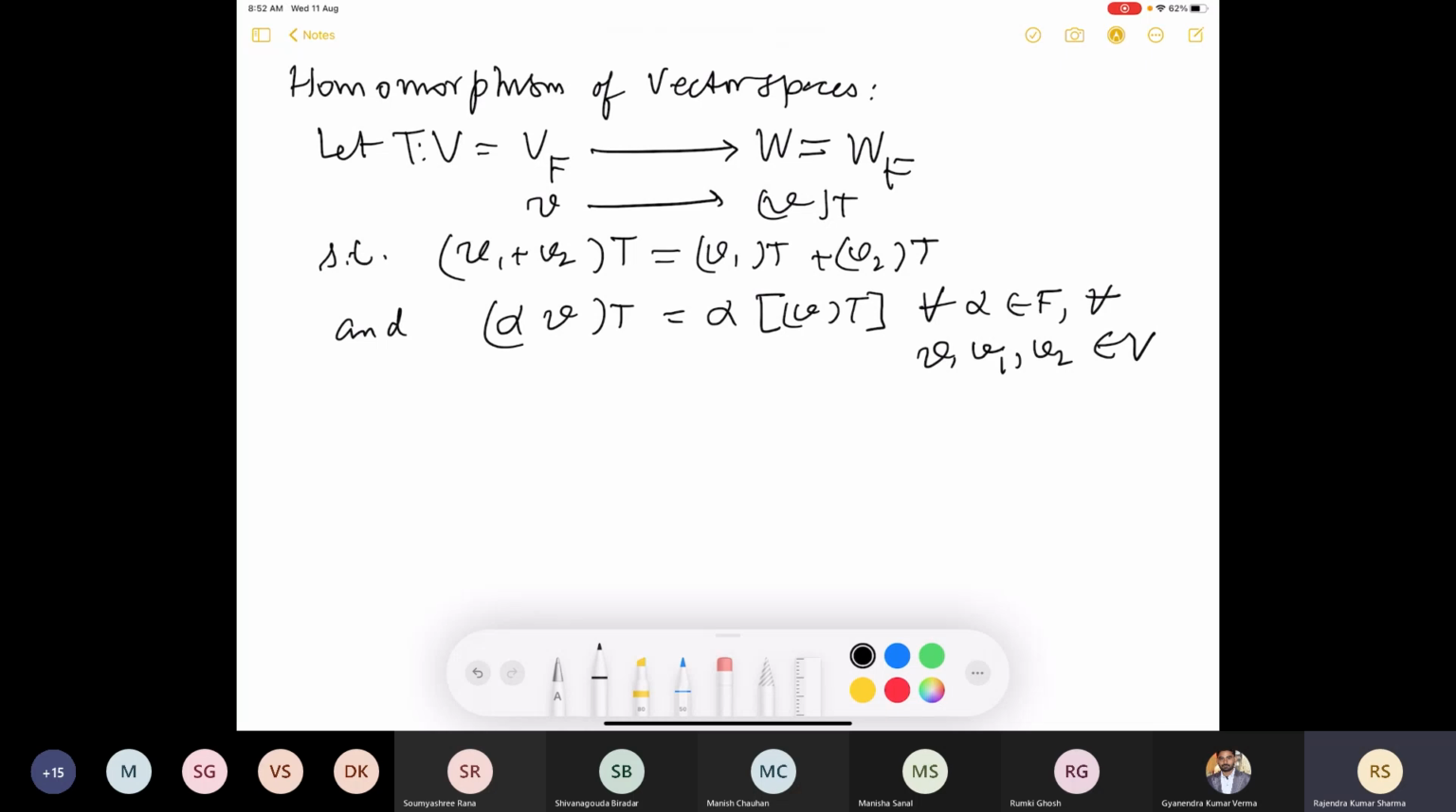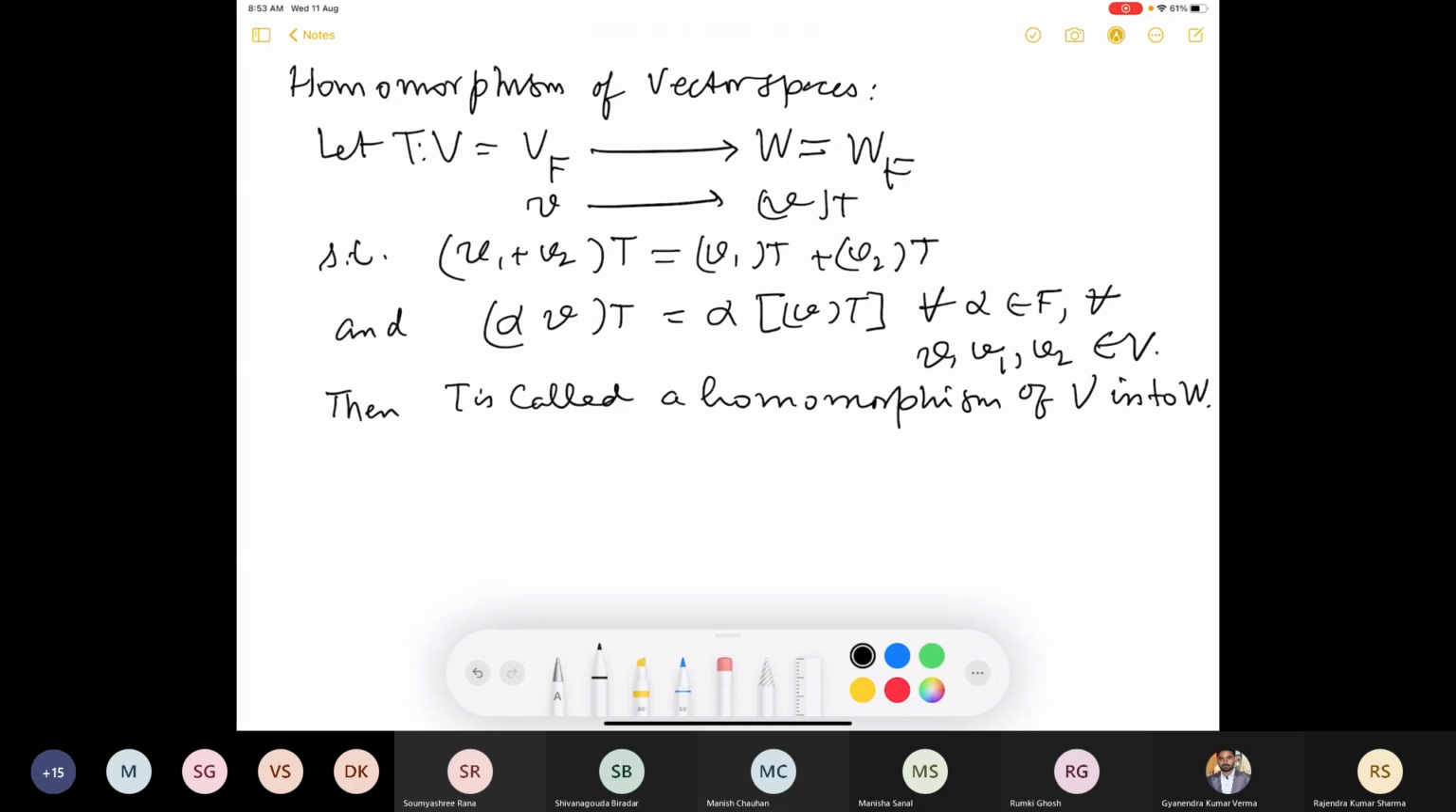So suppose there is a map from the vector space V over F to the vector space W over F, called say T, and the properties T satisfies are that it preserves the sum, (v1 + v2)T is v1T + v2T, and (alpha v)T is the same as alpha times vT, where vT is an element of W. Then T is called a homomorphism of V to W.